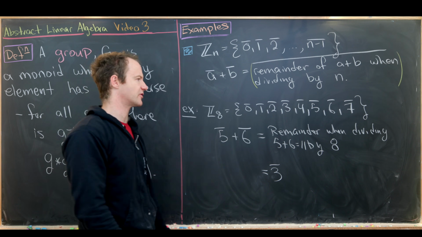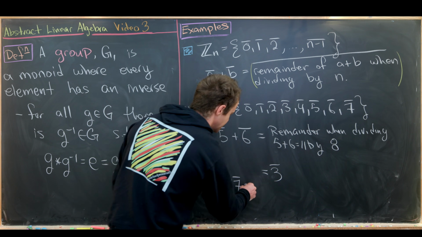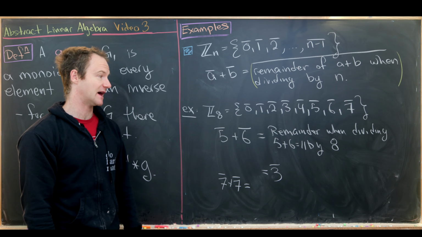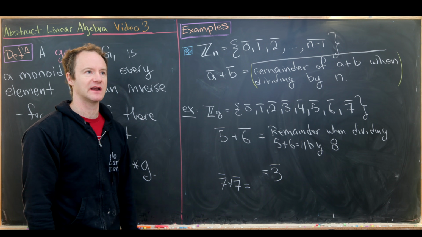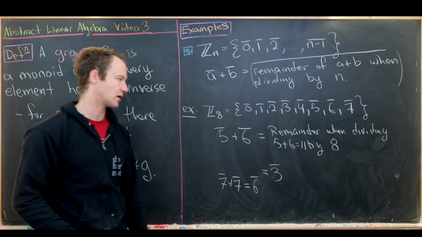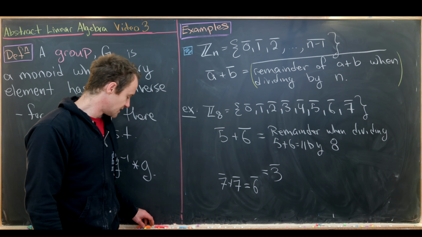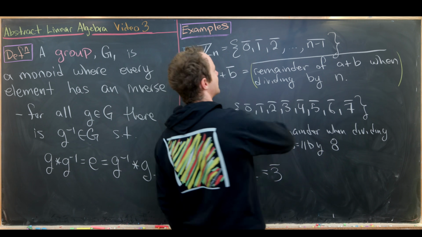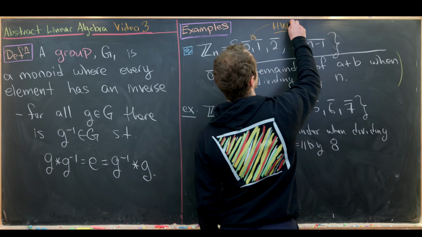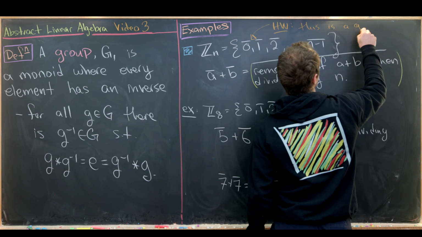And then let's maybe do another example. Let's do 7 bar plus 7 bar. So notice that's going to be the remainder when dividing 14 by 8, which will be 6. So this will be equal to 6 bar. You guys can play with some more examples of this if you'd like to. Okay, so maybe I haven't shown that this is exactly a group, but I'll leave that as a homework exercise. So this is a group.